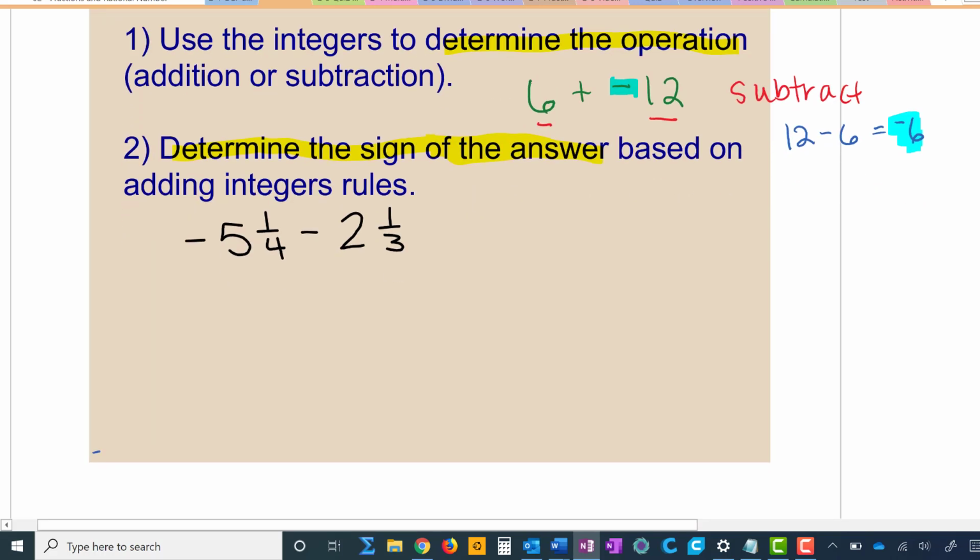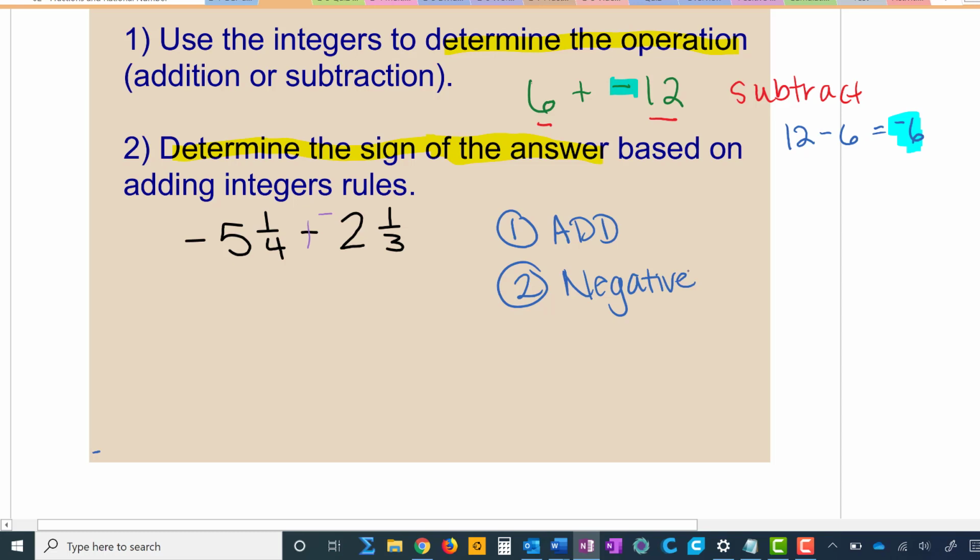So here we have negative 5 1/4 minus 2 1/3. The first thing we need to do is change this to addition so we can tell the sign of each of our mixed numbers. So this means that 5 1/4, that entire value is negative. And 2 1/3, that entire value is negative. So if we were to look up here, it would say use the integers to determine the operation. So we're adding the same sign. So do we add those values or subtract them? We would add them, because whenever you add the same sign, you're just getting more of that sign. Then we're going to determine the sign of the answer. Well, if we have negatives plus negatives, that just gives us more negatives. So our answer is going to be negative.